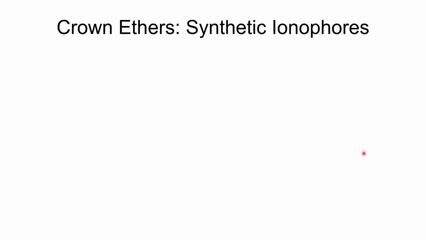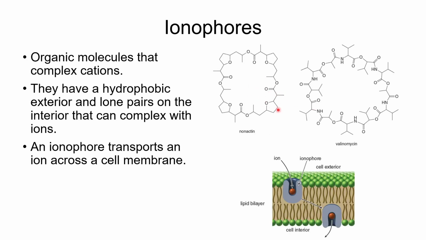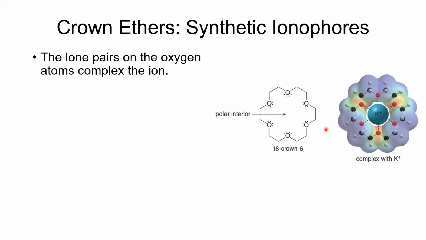There are things that are synthetic ionophores. Synthesizing the natural ones would be kind of difficult, so we have some that are easier to synthesize. Crown ethers are a category of these. This one's called 18-crown-6. If you count around, you'll see 1, 2, 3, 4, 5, 6, 7, 8, 9, 10, 11, 12, 13, 14, 15, 16, 17, 18 atoms in that ring. 6 of them are oxygens, and so that's where the 18-crown-6 comes from. You'll see it's a regular pattern: 2 carbons, 1 oxygen, 2 carbons, 1 oxygen.